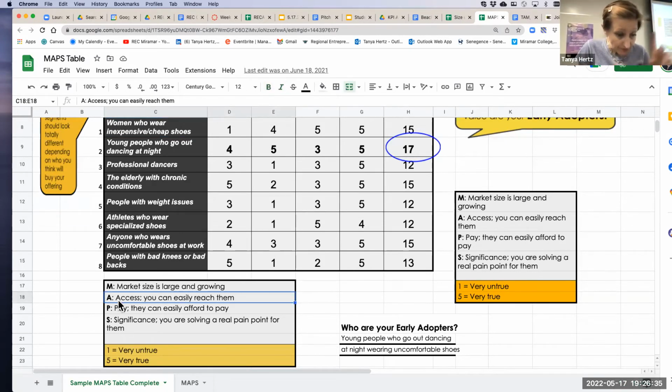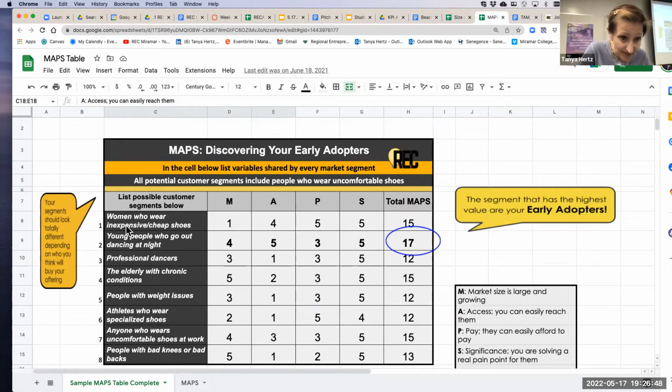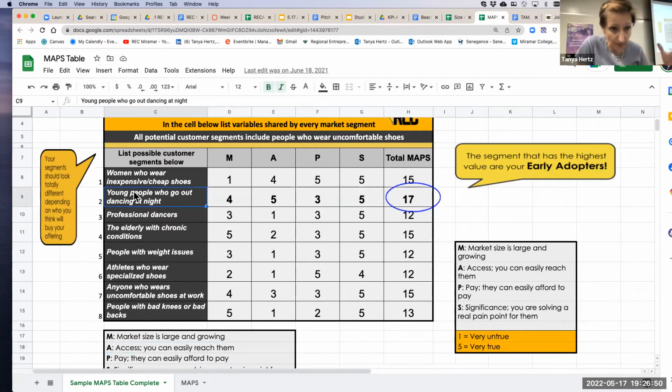Then A in maps is access. Now this is you as a human being, you as a team. Do you have access to that particular market? So like, for example, I might not have access to young people who go out dancing at night. I don't know where they go out dancing. I don't know them, right? And so I might give that a score of a 2. Or maybe like me, I'm a teacher. I know lots of young people and I can ask a lot of people, hey, you go out dancing at night? Oh yeah, you fit that. I have easy access to them.